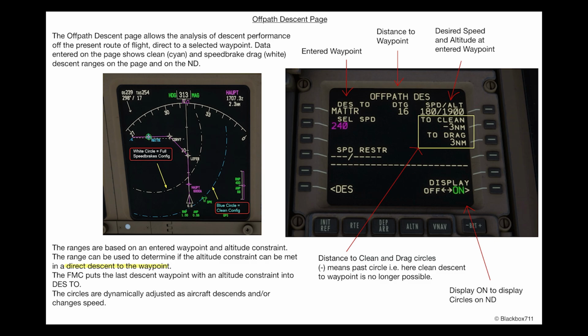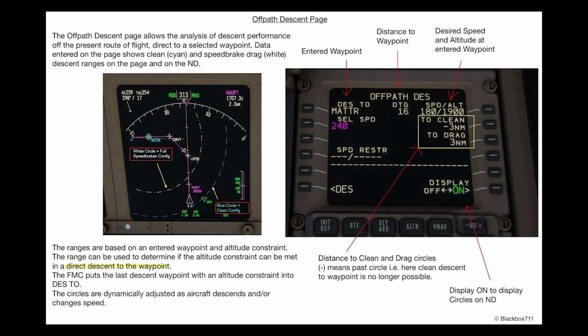So once we've called up the off-path descent page, and I'll show you that in a few minutes in the aircraft, we can see on the top left corner, you can enter a certain waypoint of your choosing. To the right of that, DTG, distance to go, it tells you how far you have to go to that waypoint. Then you will have to enter a desired speed and altitude at that entered waypoint. And the selected speed, 240 knots, is what comes from the FMS. And that is pretty much your current airspeed.